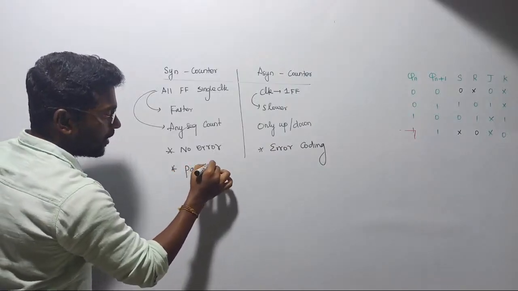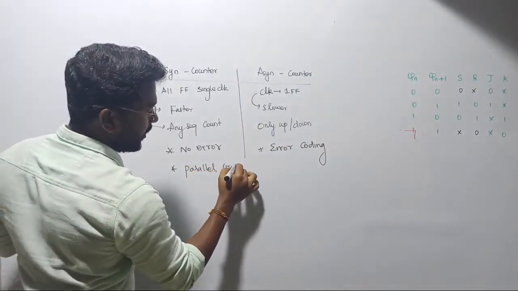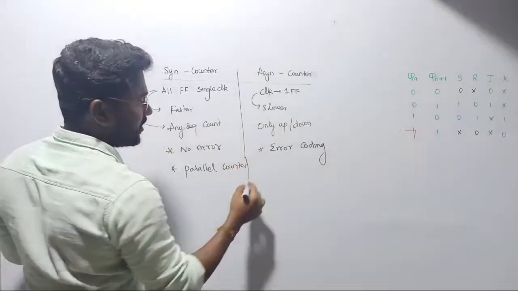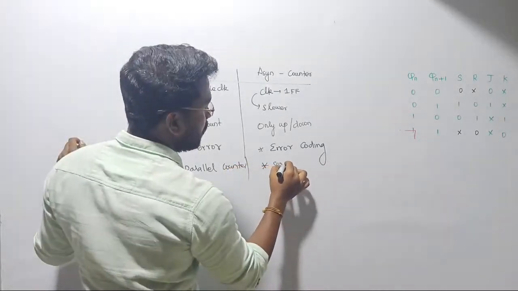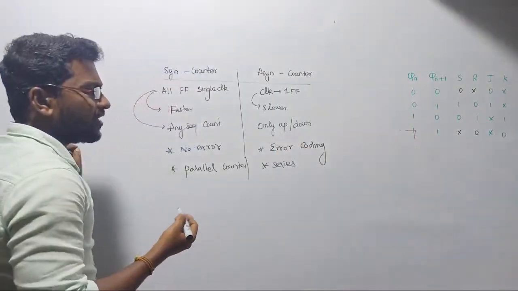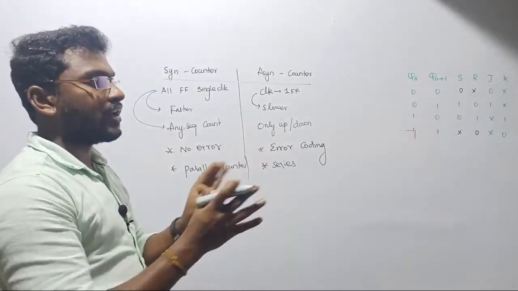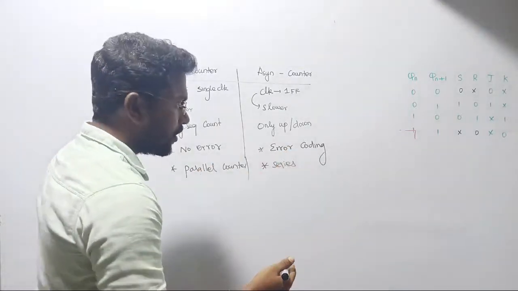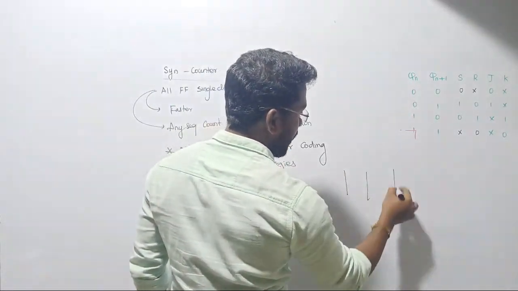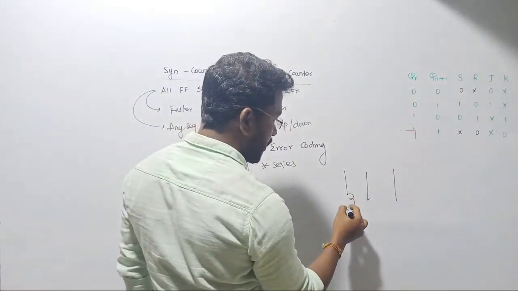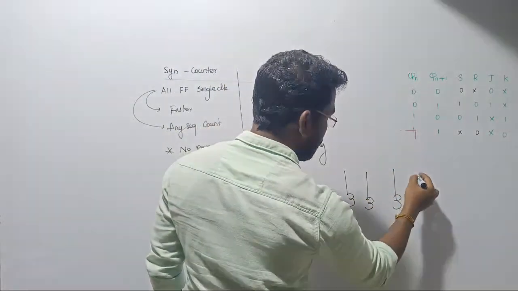It is simply called a parallel counter, whereas an asynchronous counter is called a series counter, right? Because here all flip-flops will be synchronized together. It means we are giving input in parallel to all of them. Like if I have 4 bulbs here, in the case of a parallel circuit.